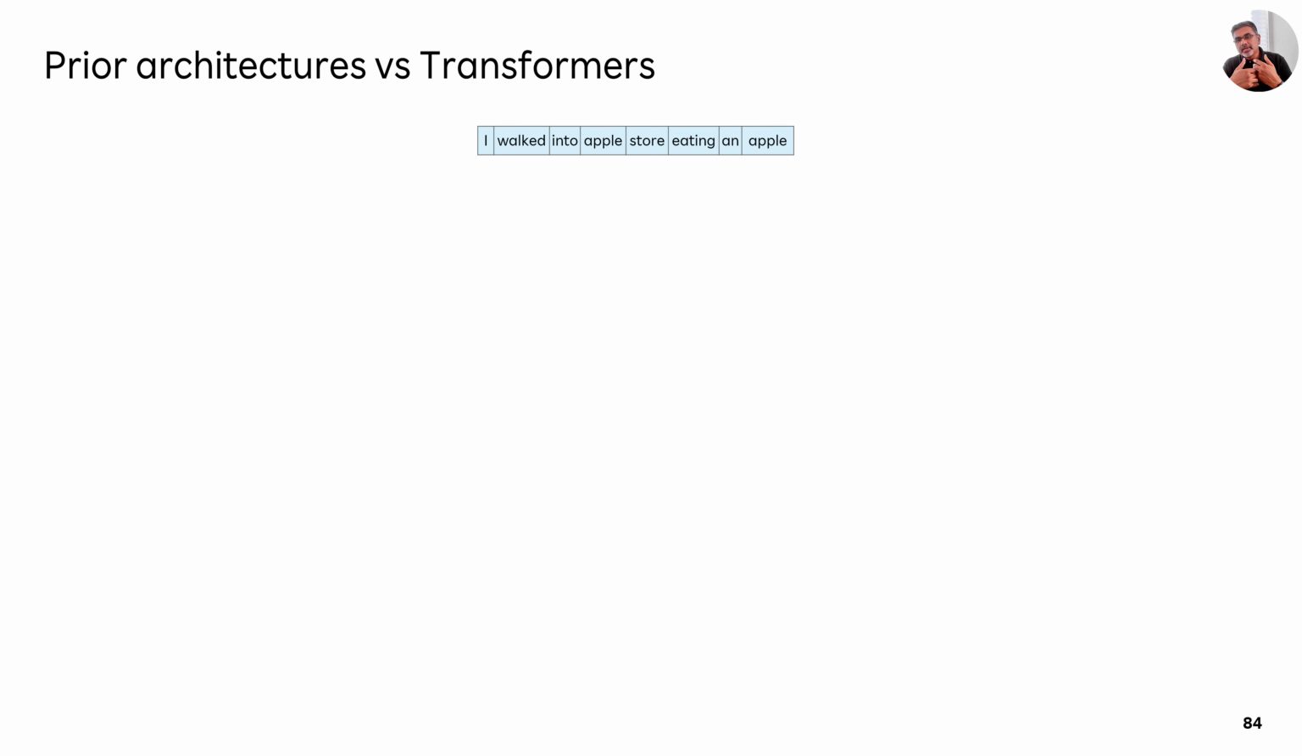Okay. Now, before we start digging further into the transformer architecture, I just want us to bring it back to seeing what benefits we have seen in processing text using a transformer, just from the concepts that we have learned so far, the self-attention and the positional encoding and so on, compared to how we did natural language processing in the past using recurrent neural networks or LSTMs. So if you take a sentence like this, I walked into Apple store eating an apple.